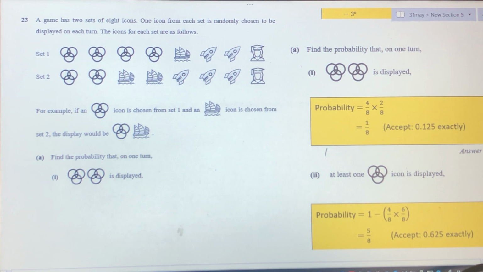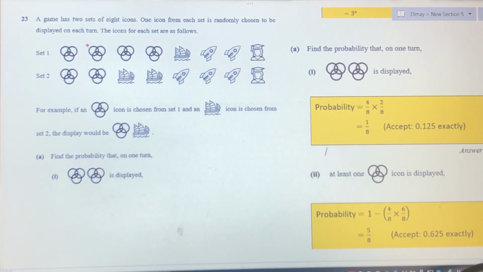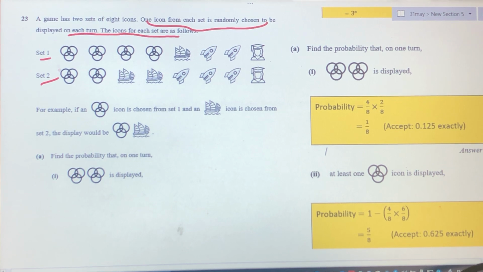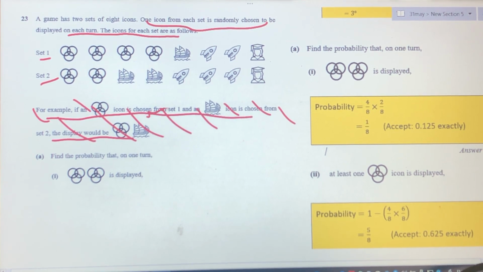Last question, it may seem very complicated. You remember the connect game, that thing, right? A game has two sets of icons. Don't care lah, they can give you whatever. An icon is chosen, then okay, no big deal. That means it's like bag 1, bag 2, or box 1, box 2. You choose one from here, and then you choose another one from here. Okay, so they explain to you here already. No big deal lah. Okay, cancel it. You understand already.